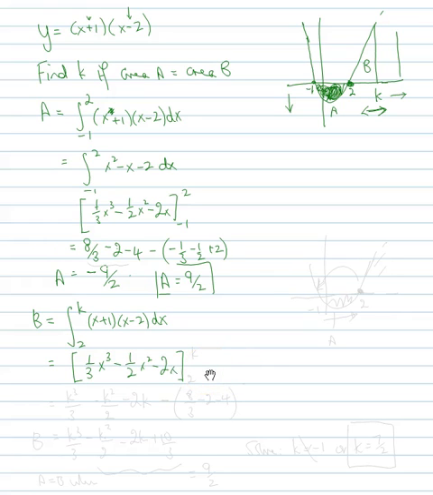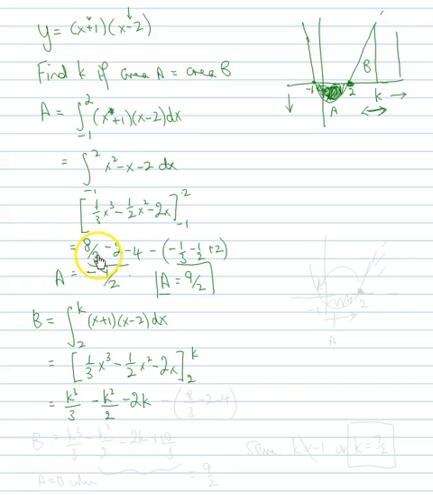Take 2x from 2 to k. So let's evaluate all of that. Let's plug k in first, so we get 1/3 k cubed, so it's k cubed over 3, minus half k squared, so k squared over 2, minus 2k, and let's plug 2 in here. What are we going to get? Actually, we plugged 2 in here, didn't we? So it's this part here.